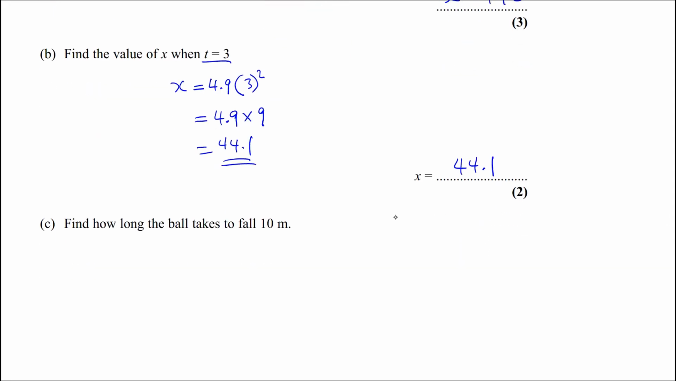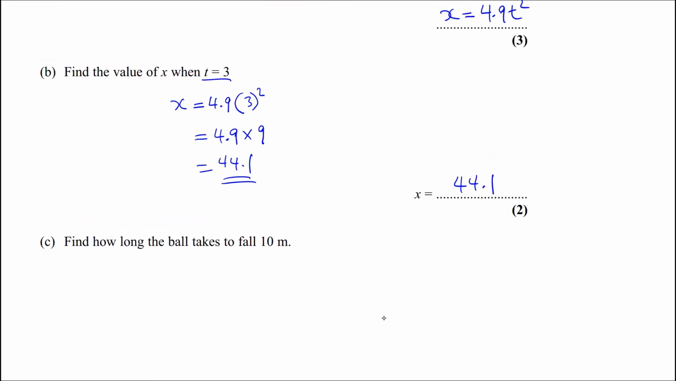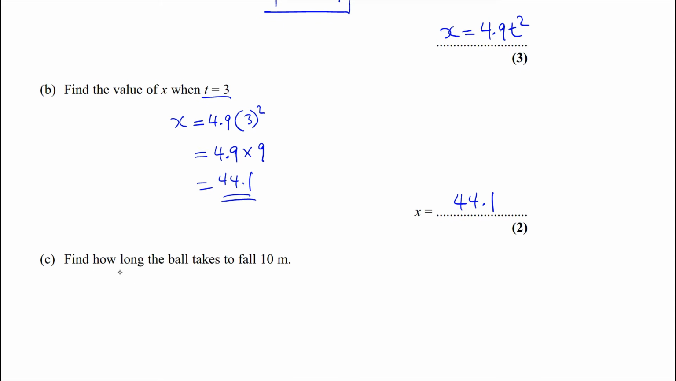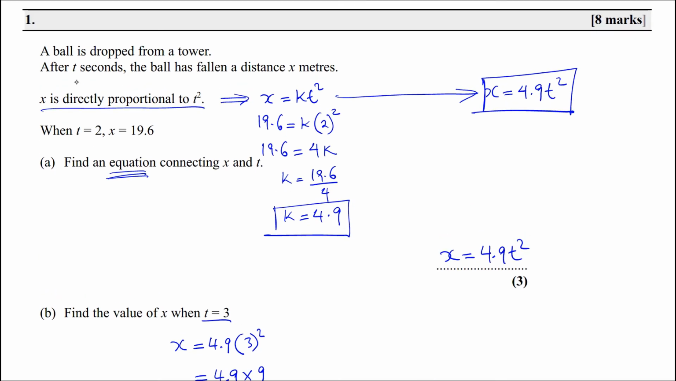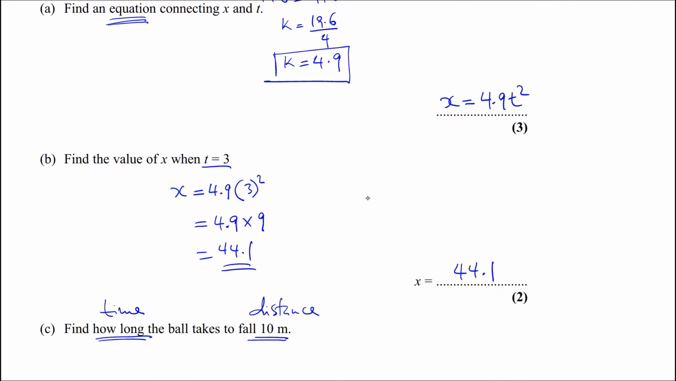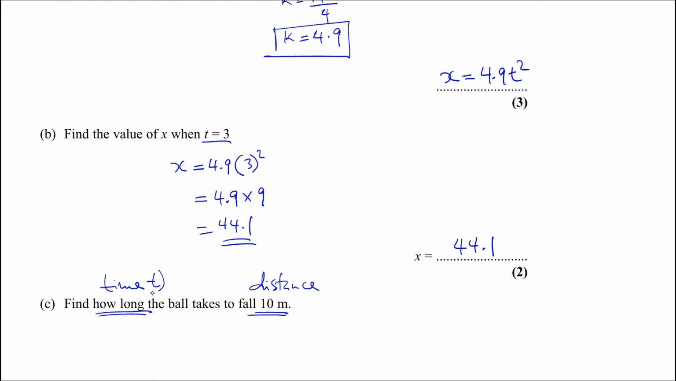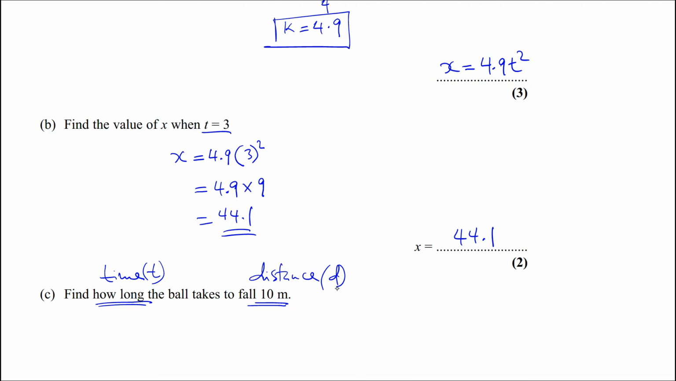And then moving on, here we have how long. That means that they want time. Find how long the ball takes to fall 10 meters. And this is distance. And if you look at the question previously, t represents time and x represents distance. So we are basically solving for t, and 10 meters here represents the distance, which is x, not d. This is x.